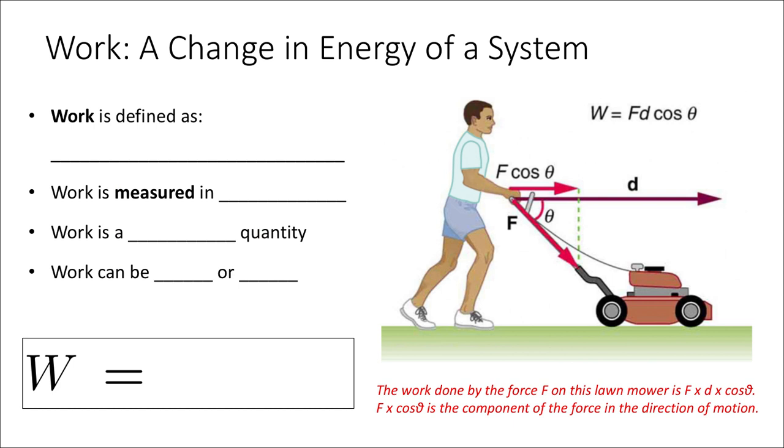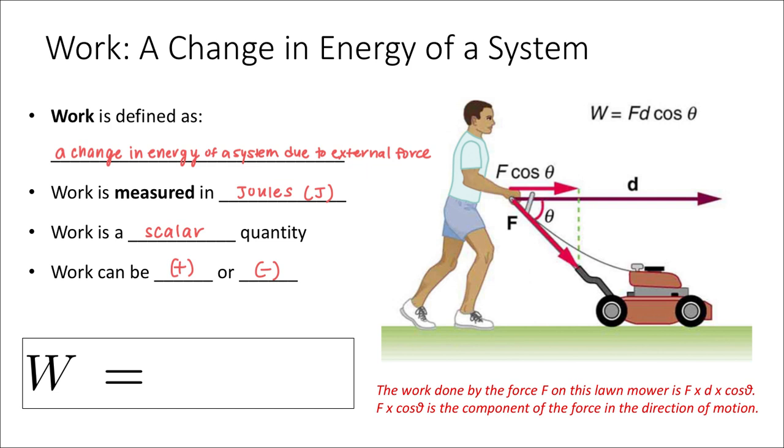Work can be defined as a change in the energy of a system due to an external force. Work, just like energy, is measured in joules, and this is because work is nothing more than a change in energy. And therefore, because energy is a scalar quantity, work is also a scalar quantity, meaning work does not have a direction. It's also important to note that because work is a change in energy, work can be positive or negative. Positive work would indicate that an object or system is getting energy, and negative work would indicate that an object or system is losing energy.